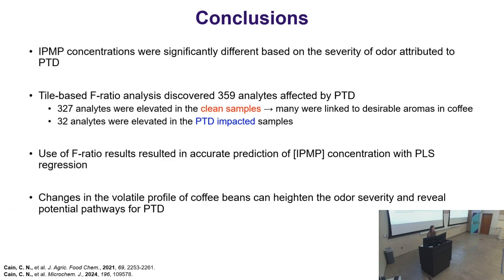So in conclusion, we showed that IPMP concentrations were significantly different based upon odor severity of potato taste defect. And due to the power of GC×GC-MS and tile-based F-ratio analysis, we discovered 359 analytes that were affected by potato taste defect. And the vast majority of these were higher in our clean coffee samples than our strong coffee samples. Using the F-ratio results, we were able to have accurate predictions of IPMP concentration with PLS regression. And the ordering of those analytes allowed us to not only say that the volatile profile of these coffee beans was affected by potato taste defect, but also reveal a potential pathway for potato taste defect as well.